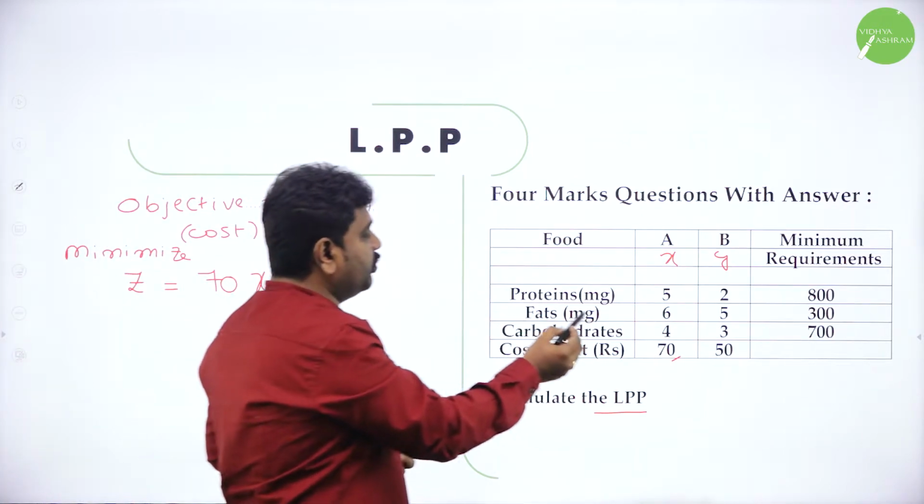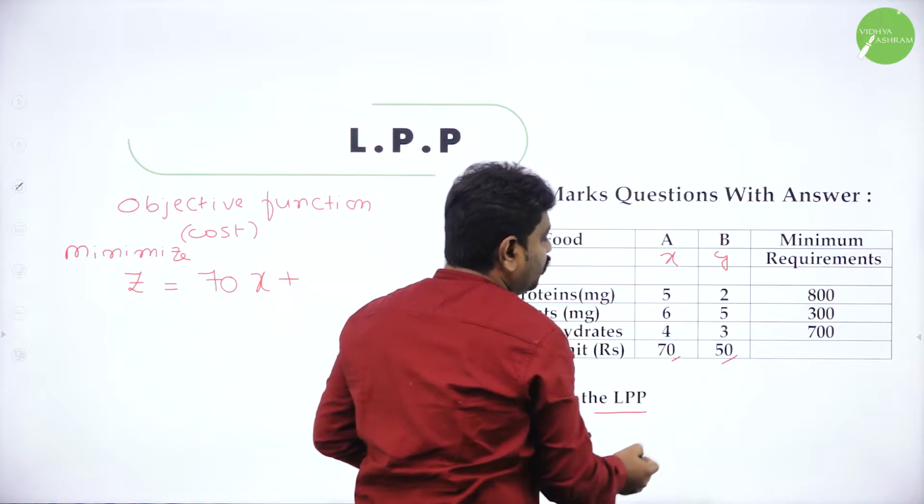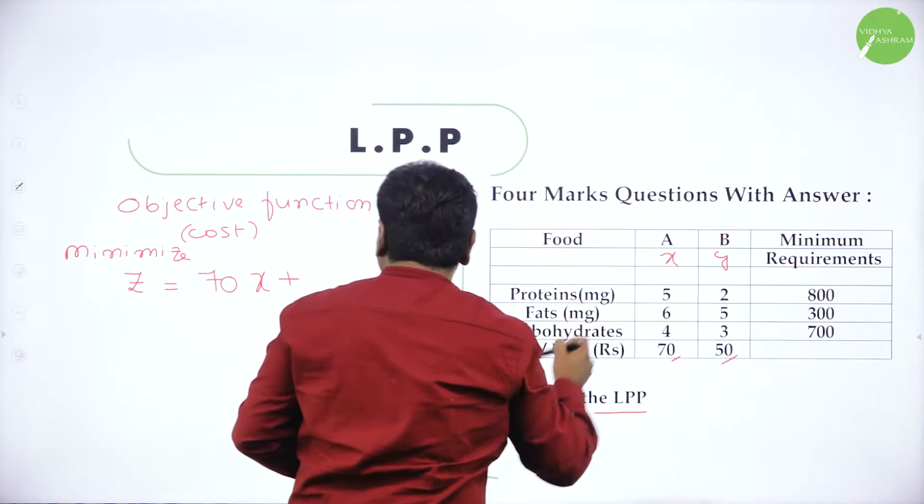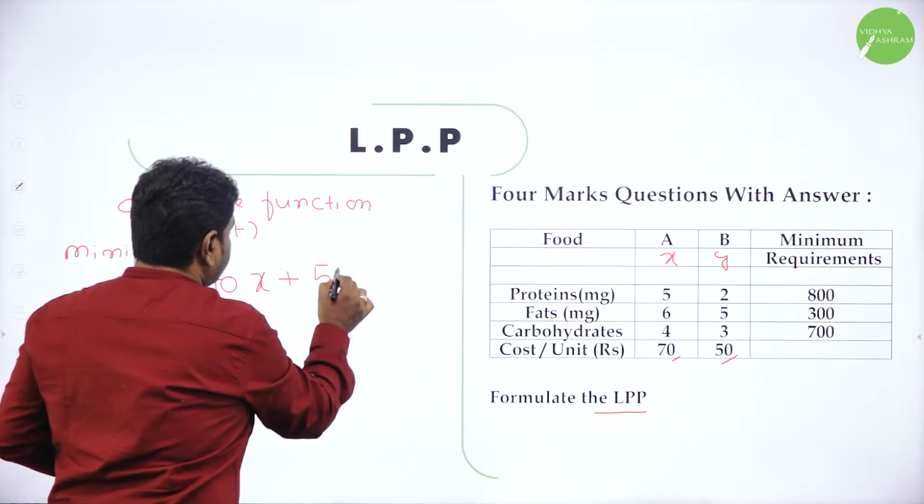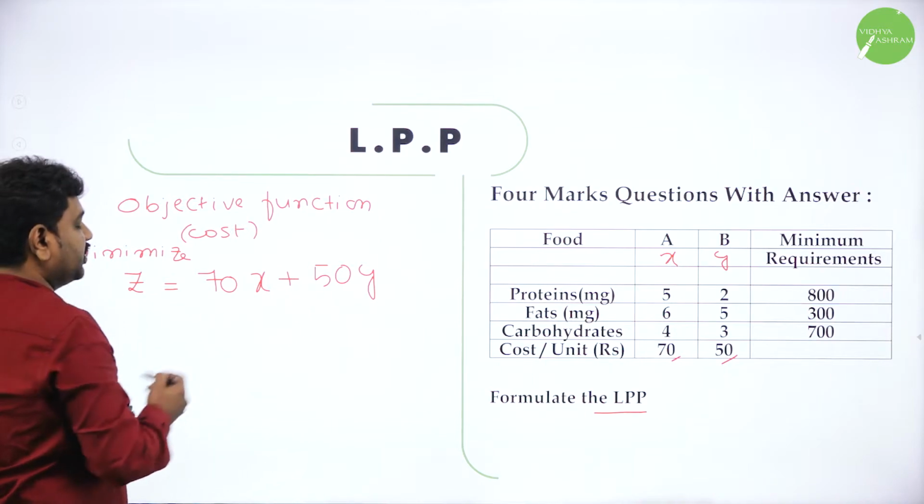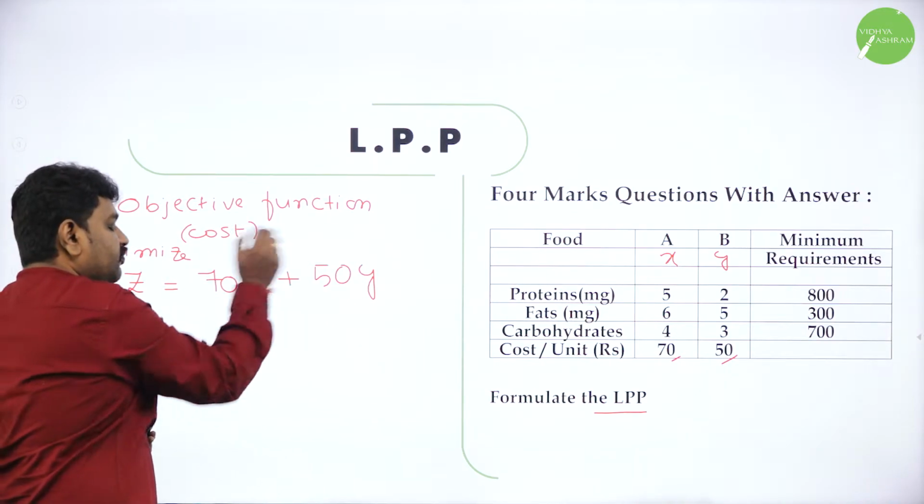Similarly, what is cost of food B? Food B, they gave 50 rupees. Food B, 1 unit is 50 rupees. We are mixing y units. So 50 into y. This is total cost. What is the total cost? 70x plus 50y. This is cost of food A, this is cost of food B.